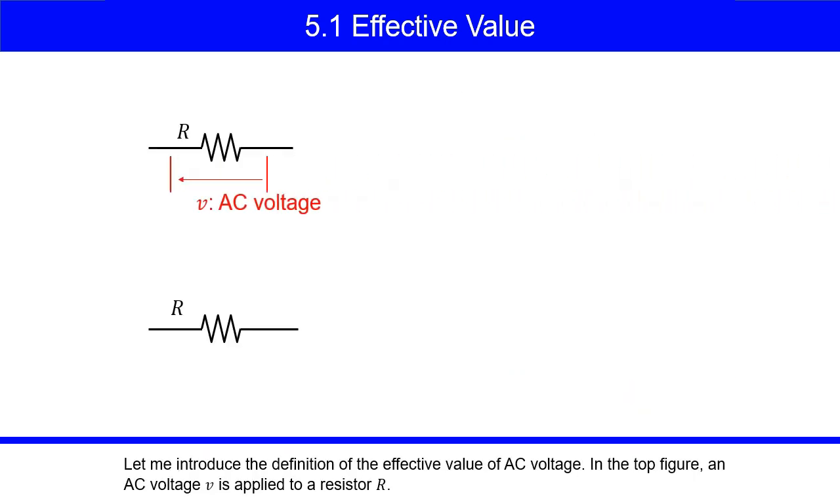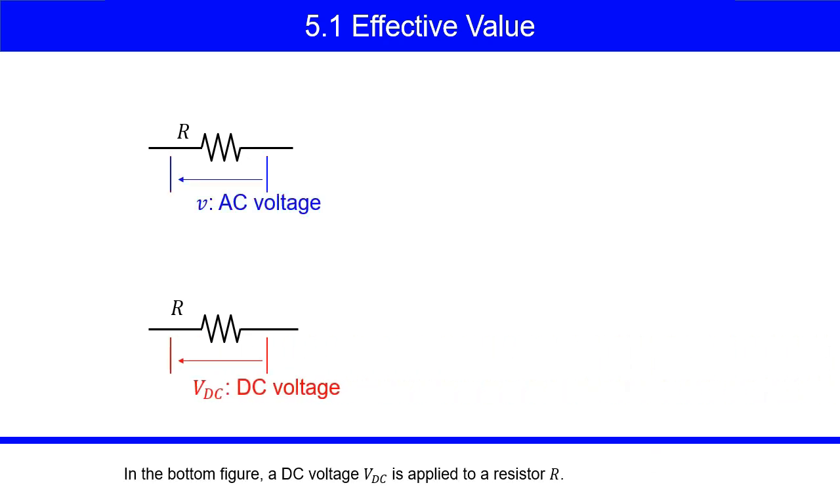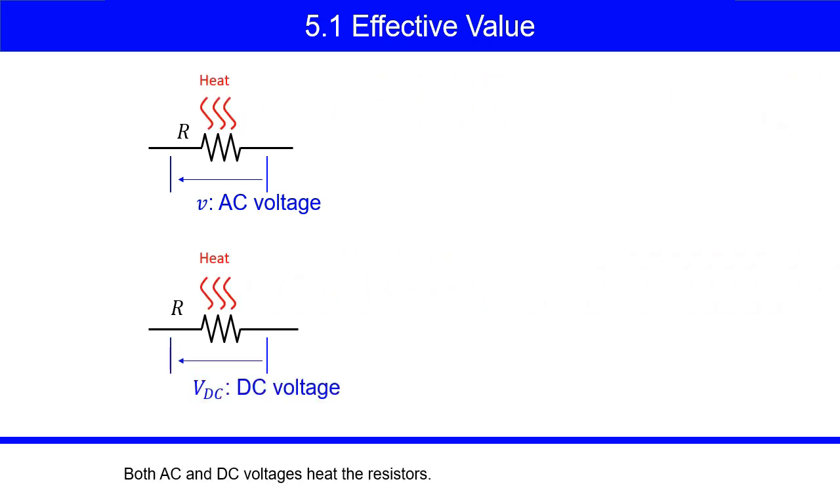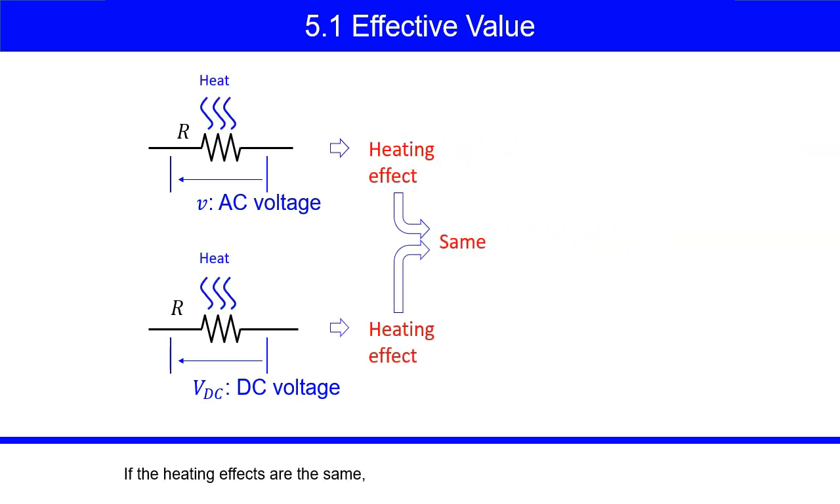Let me introduce the definition of the effective value of AC voltage. In the top figure, an AC voltage V is applied to a resistor R. In the bottom figure, a DC voltage VDC is applied to a resistor R. Both AC and DC voltages heat the resistors. If the heating effects are the same, then the DC voltage VDC is defined as the effective value. VDC is denoted by VE.